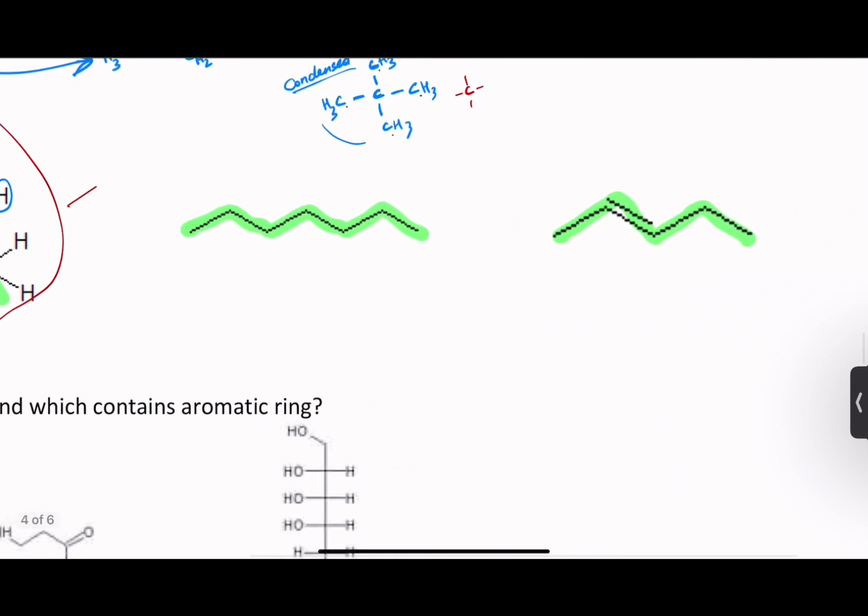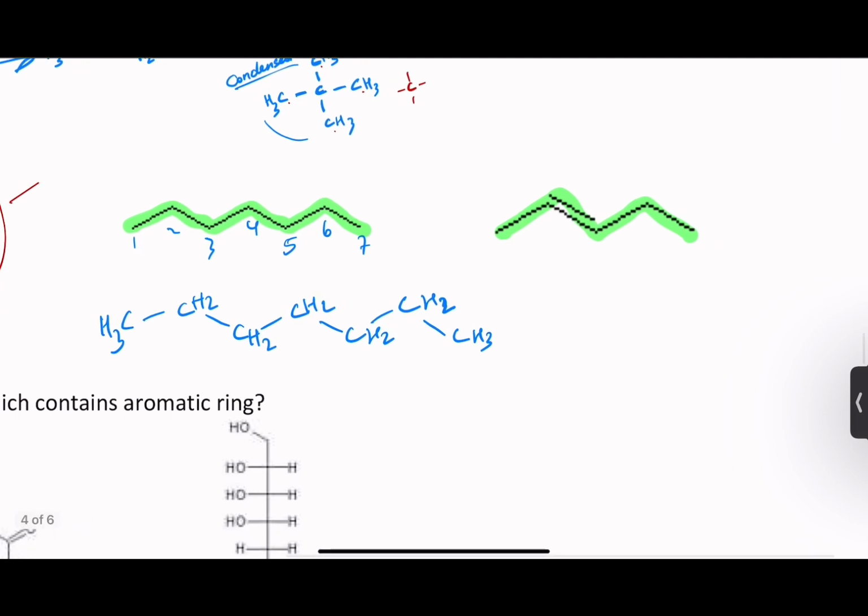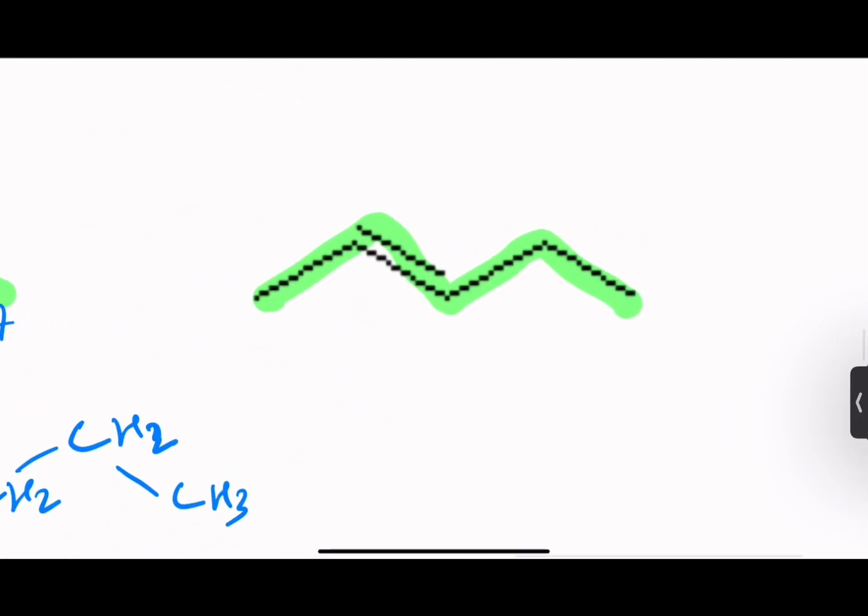And then for this guy I got here 1, 2, 3, 4, 5, 6, 7 carbons. So carbon like this, and then I fill it with enough hydrogens so I can have 4 bonds. Just like so. And then look at this one.